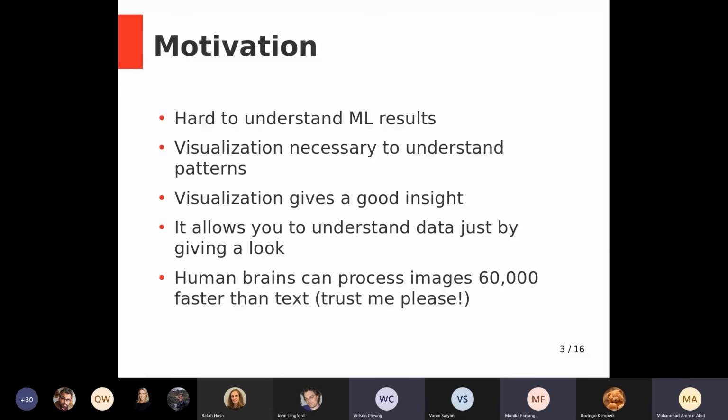So it also allows you to understand the data just by taking a look, because currently the human brain can process images 60,000 times faster than text. And trust me on that one, because I just found that on a blog. So yeah.